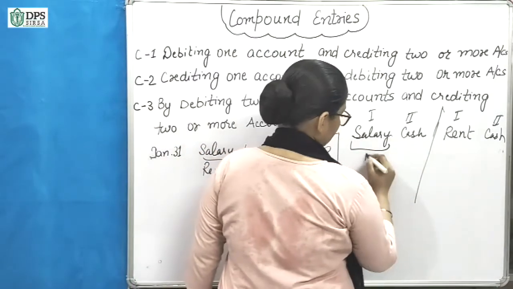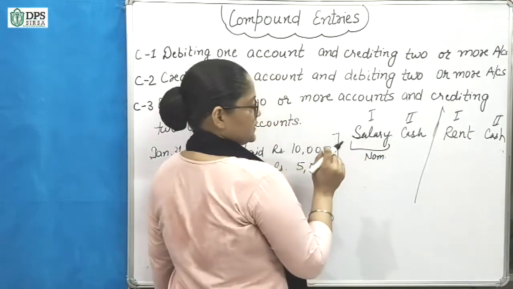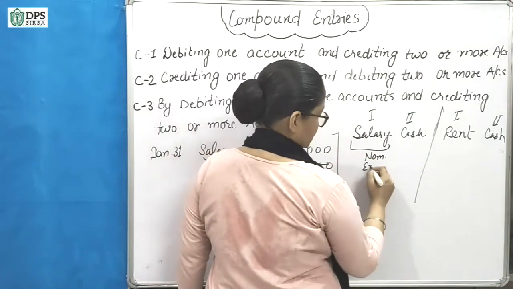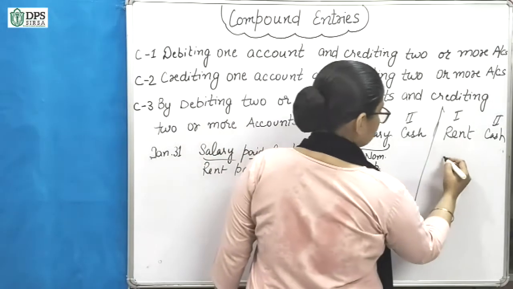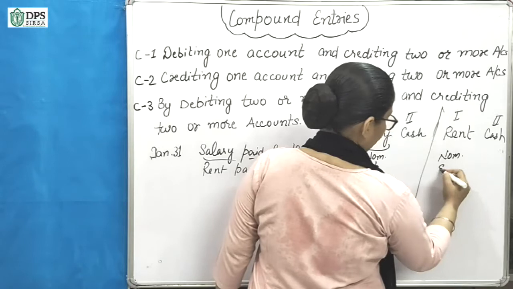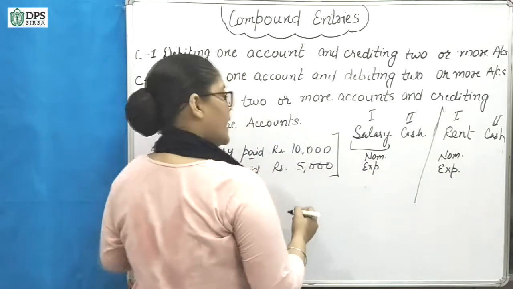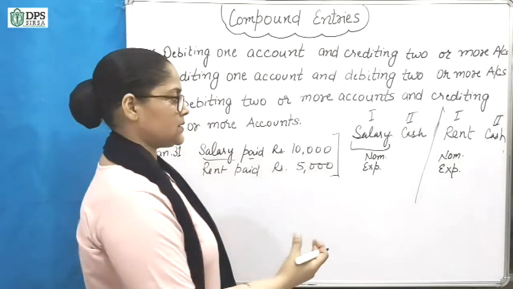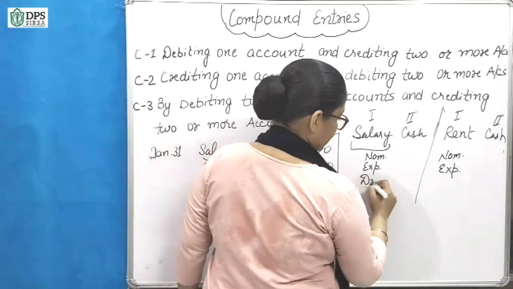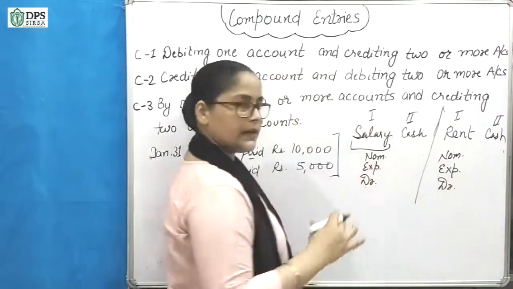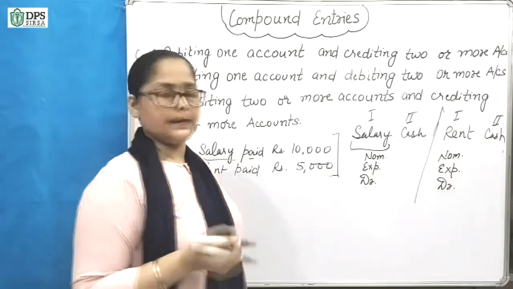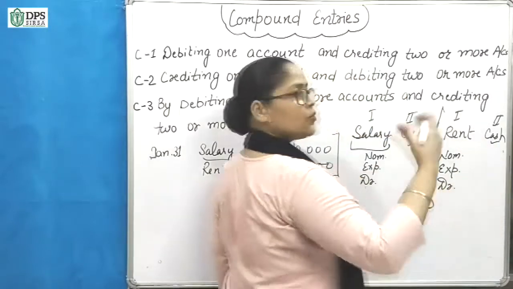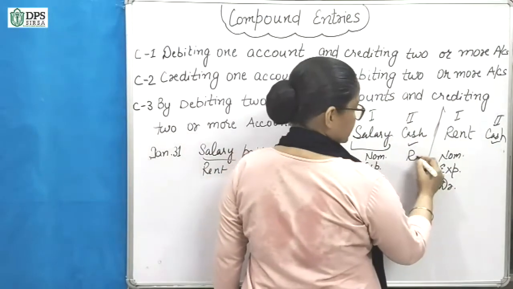So salary is nominal account. Why it belongs to the nominal account? Because it is expense. And rent is also nominal account because it is an expense. And we are paying salary and rent. That means we are paying expenses. If we are paying expenses, then it will be debited because all expenses and losses are debit. So it will be debited, and in both cases cash is going out. If cash is going out, it is a real account.